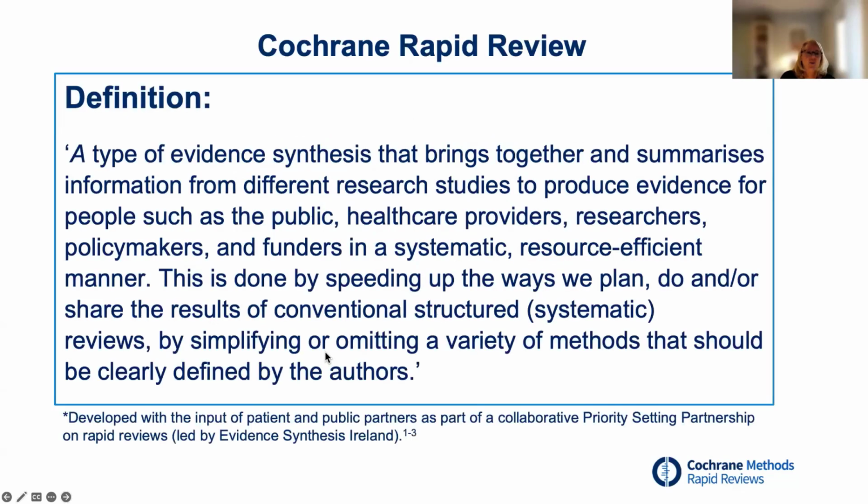Okay. So in terms of setting the stage, we thought it would be really good to start with the definition of a Cochrane Rapid Review, or how it's defined within the Cochrane context. And essentially, this is a long definition, so bear with me. It's a type of evidence synthesis that brings together and summarizes information from different research studies to produce evidence for people, such as the public, healthcare providers, researchers, policymakers, and funders in a systematic, resource-efficient manner. This is done by speeding up the ways we plan, do, and or share the results of conventional systematic reviews, by simplifying or omitting a variety of methods that should be clearly defined by the authors.